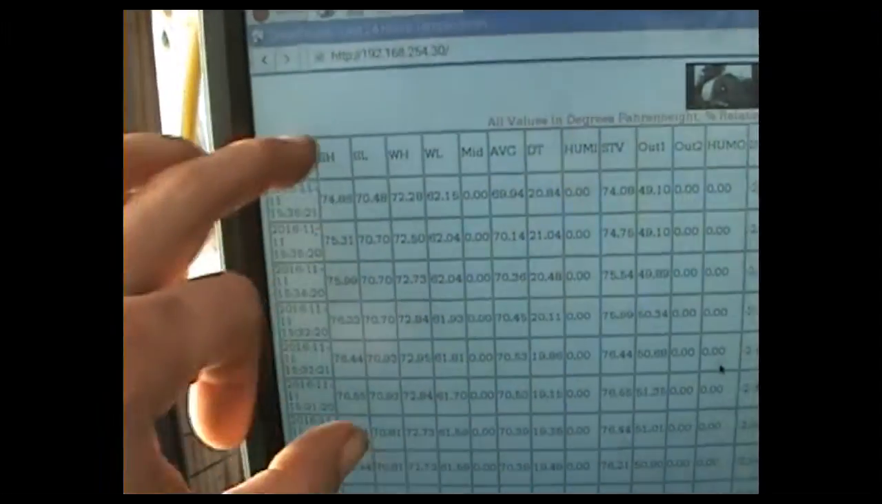So just real quick, you can see it gives a date and time, and then each sensor has its own spot, you know, east high, east low, west high, west low. So those sensors are like here, and one down there.